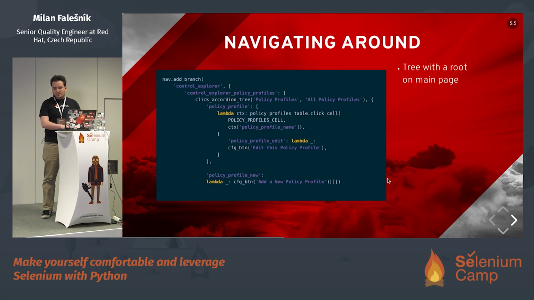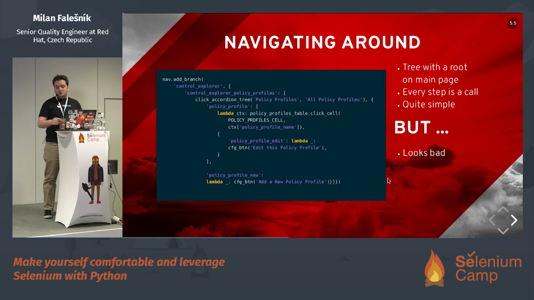To navigate around, we had this. This was also ported from the Clojure library our colleague had. And it was basically a tree of interactions going from the login throughout the whole UI. So you had Control Explorer, and then you could display policy profiles by clicking on the accordion tree, etc. So it was just a simple call, but it looks kind of bad.